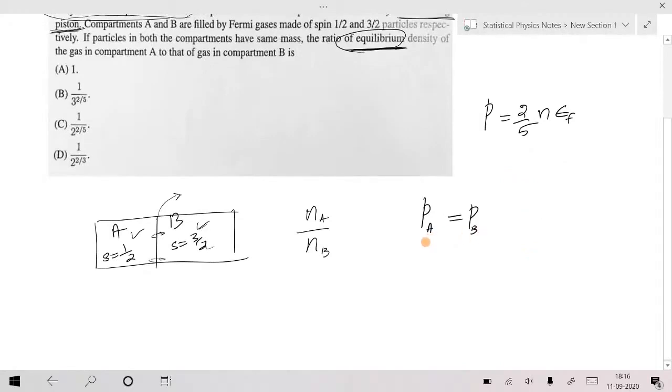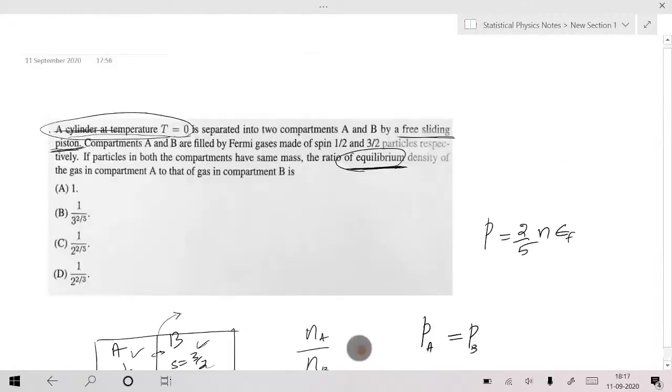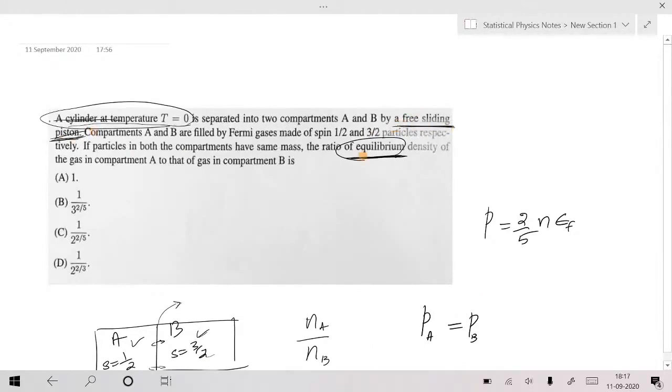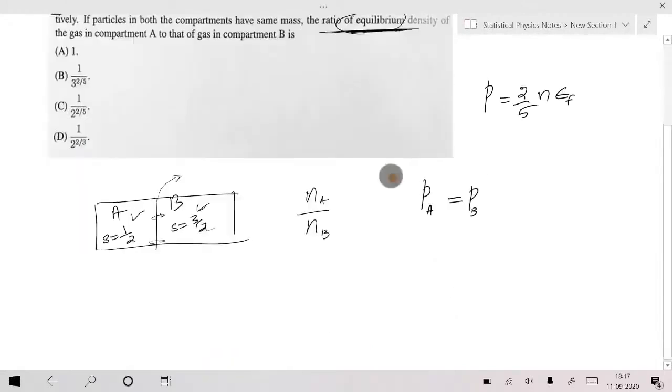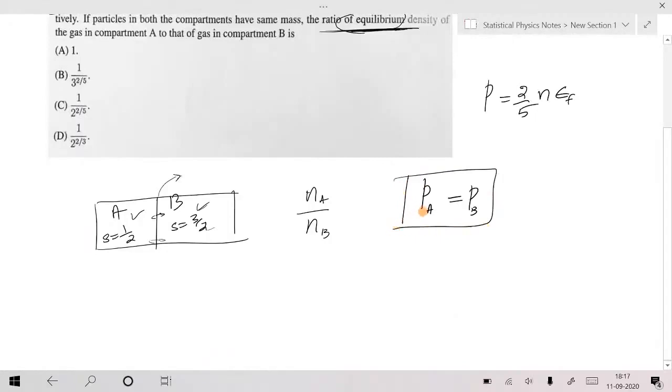Okay, so that's correct. P_A is equal to P_B, because he said sliding piston and he said equilibrium. Obviously, it should be mechanical equilibrium, so pressure should be equal. Now, how do we connect that pressure to density? Wait a second, we should do some more here. I think we did some derivation that in the case of fermions, pressure is equal to 2 by 3 into the energy density.